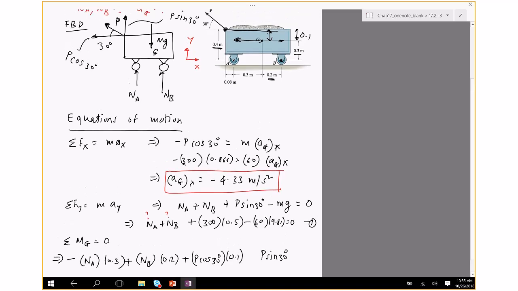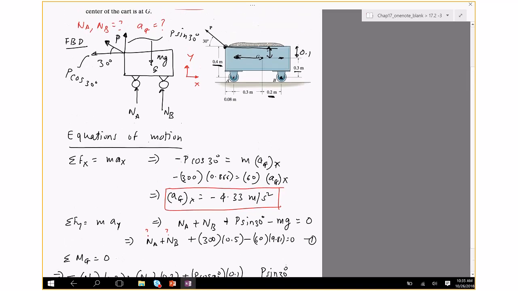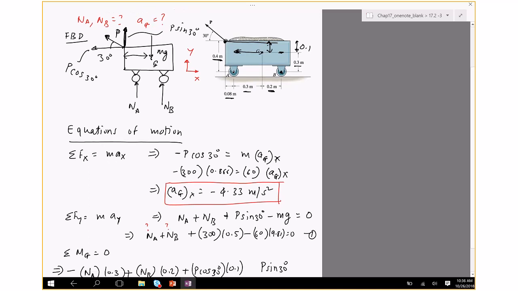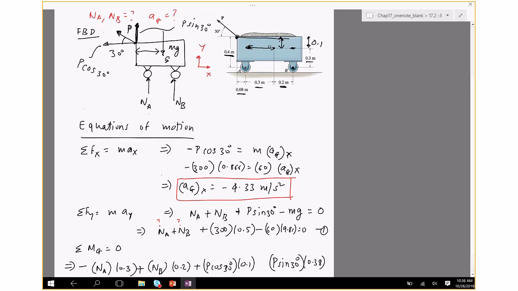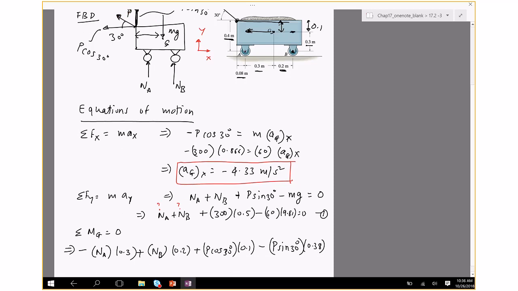P sine 30 is this force. We need to find the distance from point P, where P is applied, to G, and we can see that that's 0.8 plus 0.3, so 0.38. So P sine 30 times 0.38. Okay, so hold the object at G. See, the effect of P sine 30 is going to create a clockwise torque, so negative sign, equals 0.